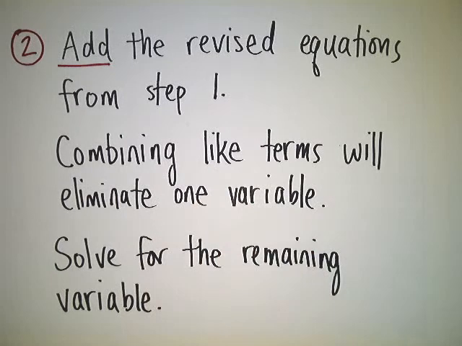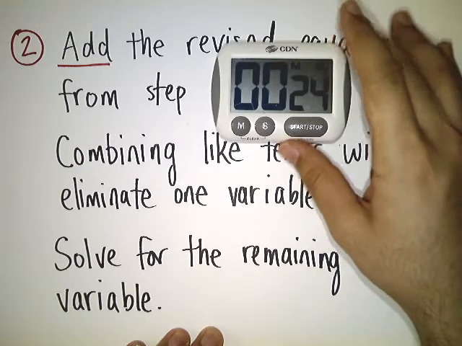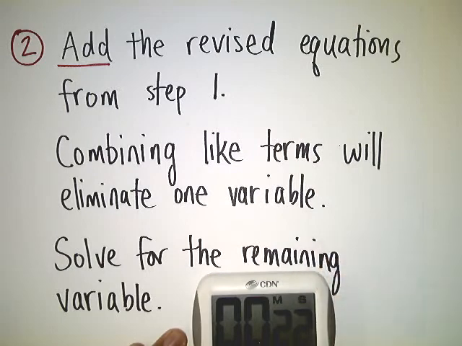The second step of the elimination method is to add the revised equations from step 1. When we combine like terms after adding those equations, we're going to see that one of the variables gets eliminated. And then we're going to solve for the remaining variable. Take 30 seconds, copy this down.